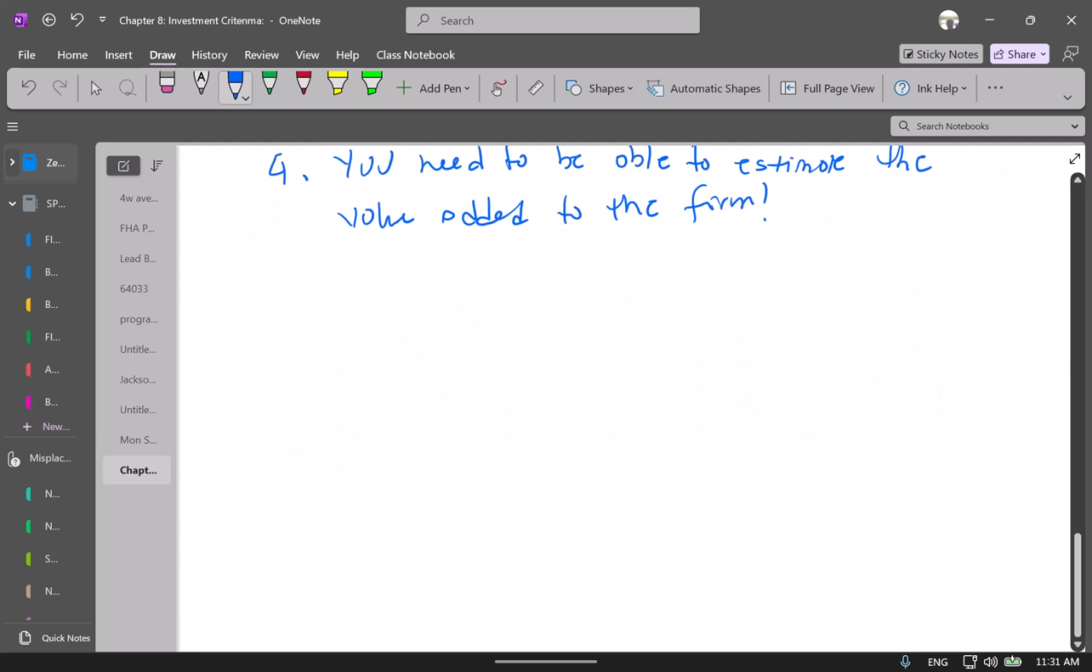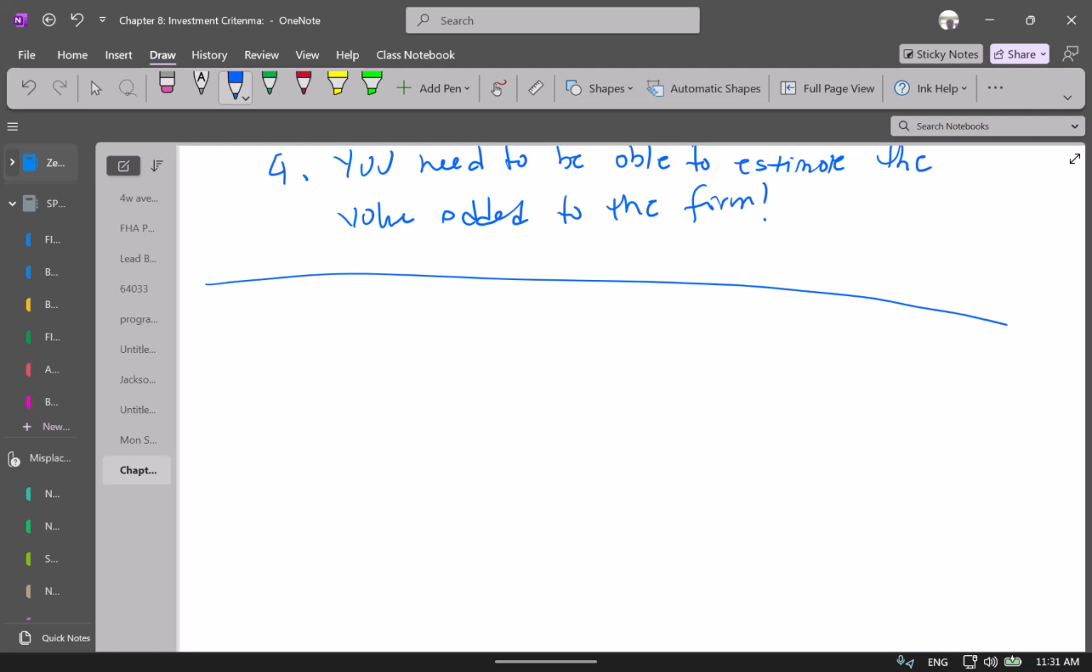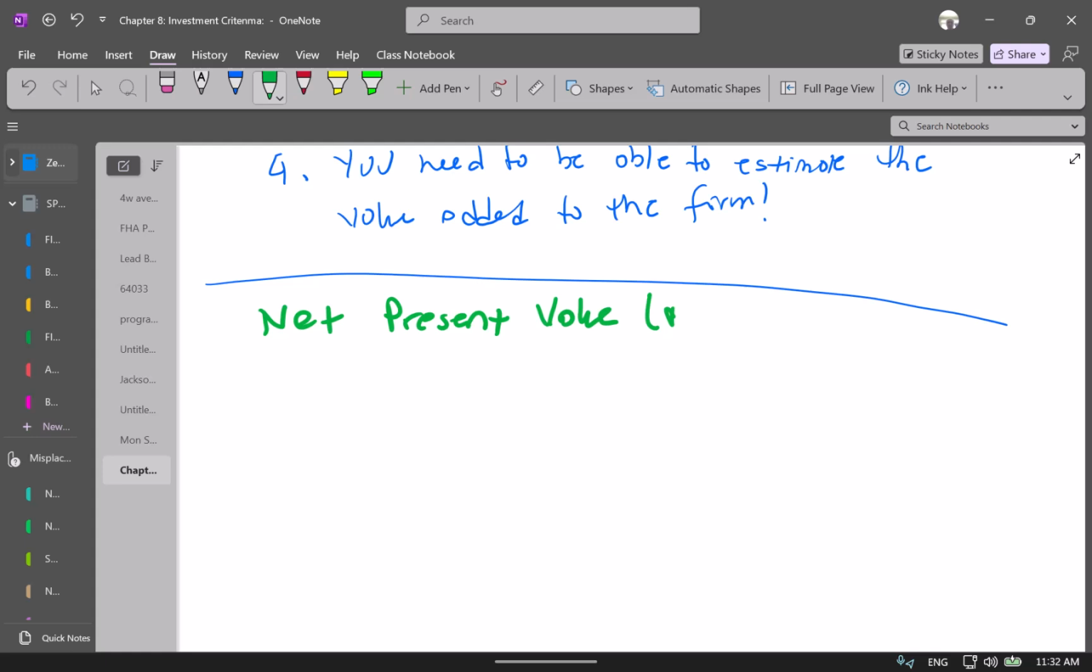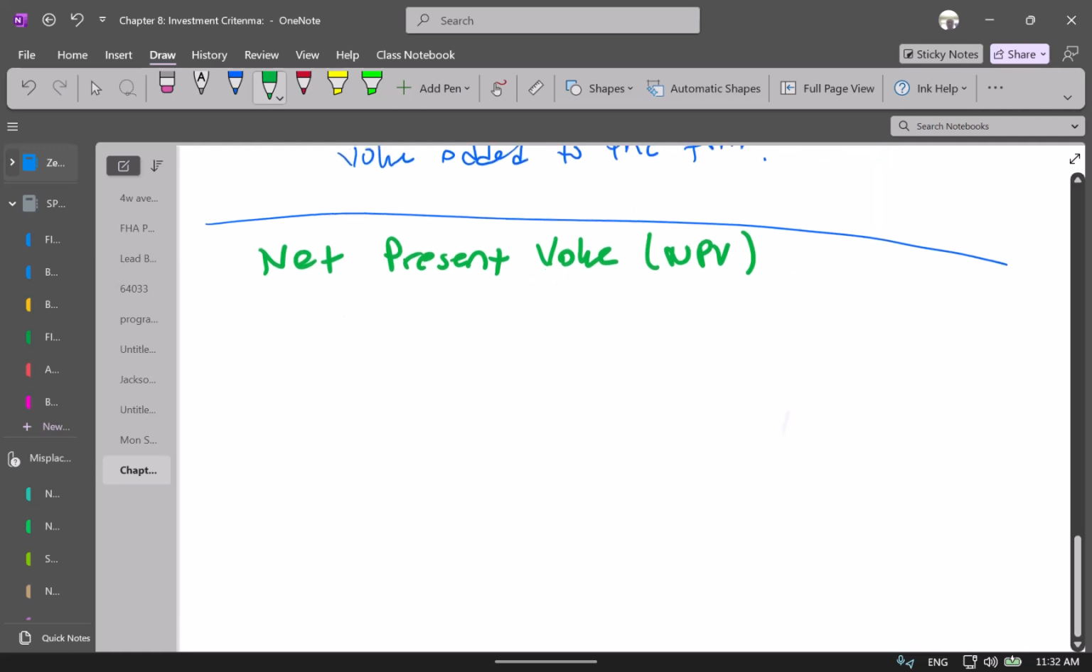Now, there are many criteria people use. I'm going to start with the one that is the ideal, at least among the ones that we could cover in this class. But we will also talk about why and how people are using other criteria. The one that we will always go with is the so-called net present value, aka NPV. Now, this is rather simple.